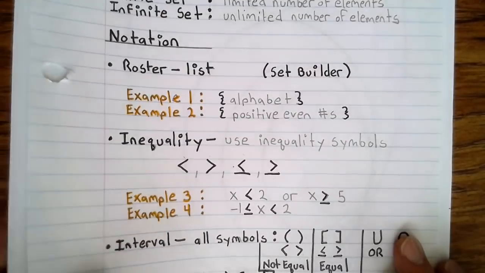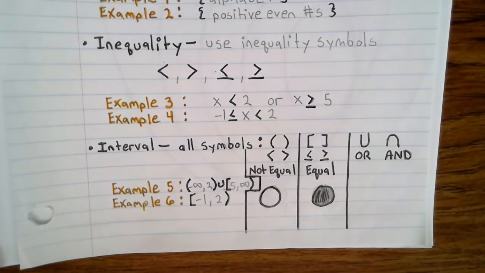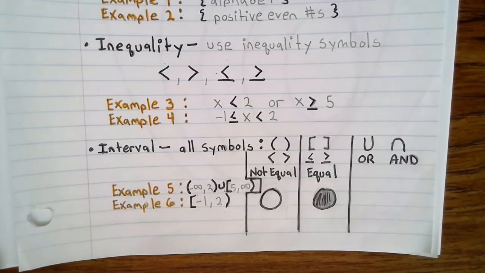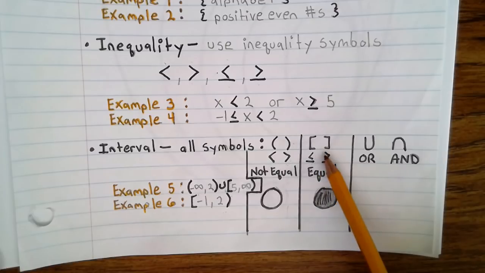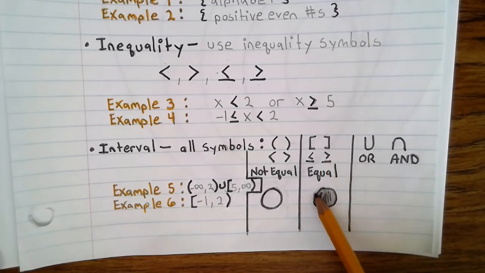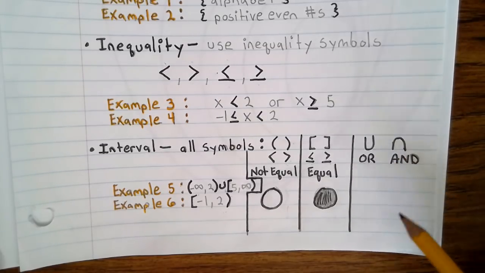All right, interval notation. All symbols, parentheses, brackets. We also use the or and and. So the parentheses represent not equal, and we represent that on the number line, or on a graph, as an open circle. Okay, brackets represent equal, and we represent that on the number line or graph as a shaded in circle. This symbol means or, that means and.